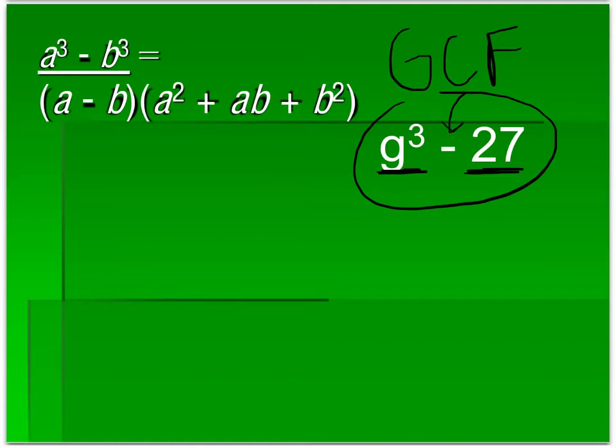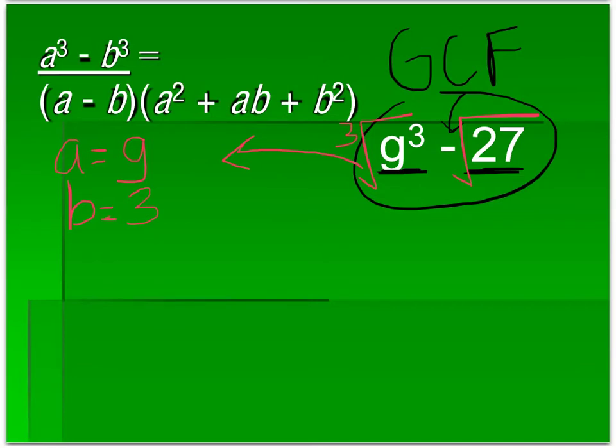So remember, the first step when we factor the difference of two cubes is to identify what the a value is and what the b value is. What you need to do to get the a and the b is to simply take the cube root of each of the terms. So the cube root of g to the third, those undo each other, is g. And then the cube root of 27 is 3. And then we plug it into the formula.